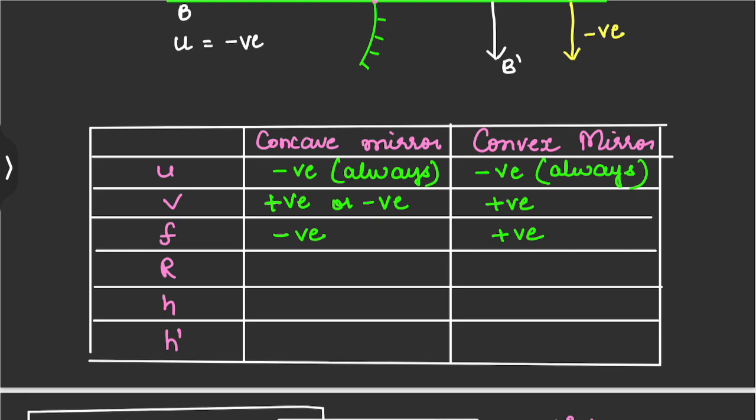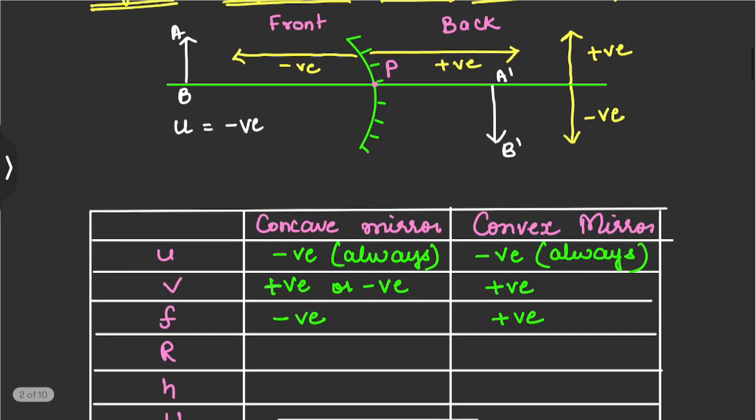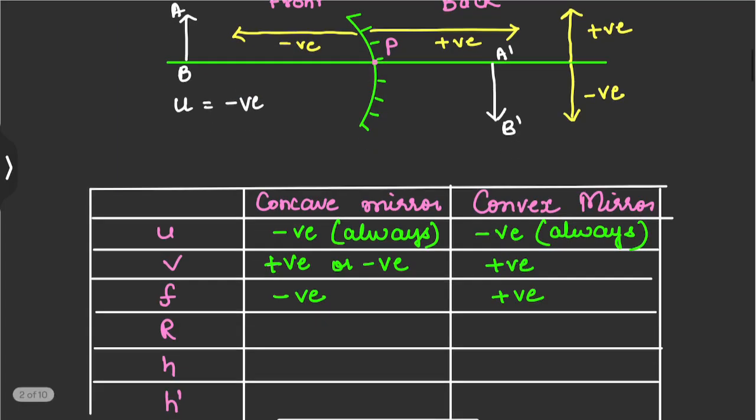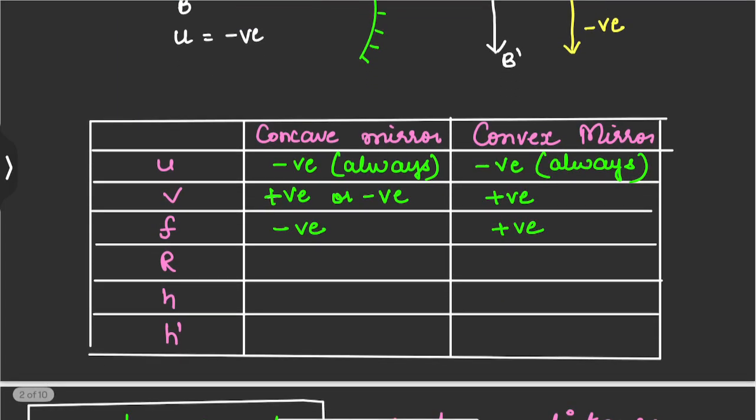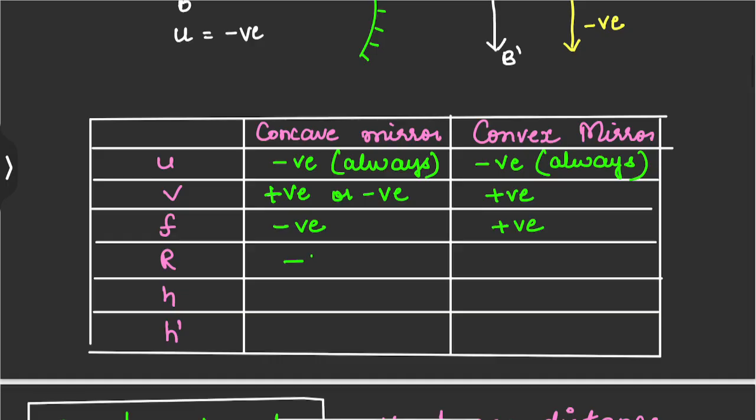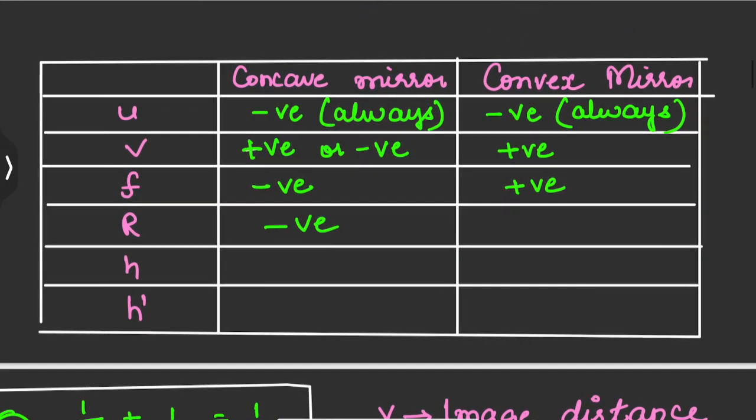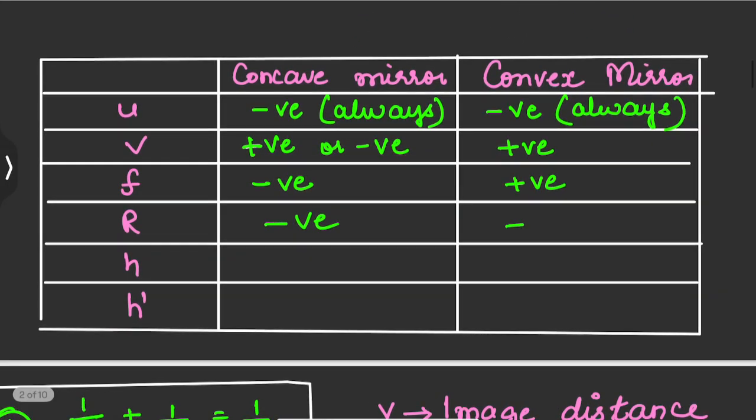And R is called the radius of curvature. So you know what the radius of curvature is? From the center of curvature C up to the pole. So from C to P, this distance is called the radius of curvature. So radius of curvature will again be negative for the concave mirror, and it will be positive for the convex mirror.